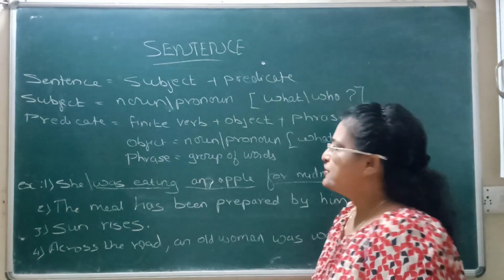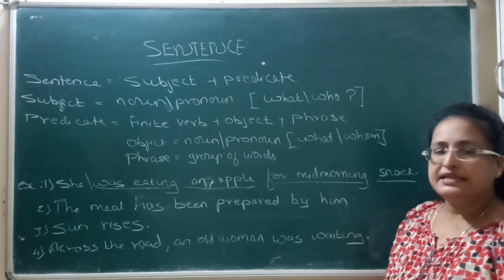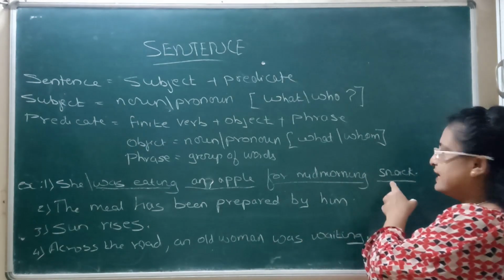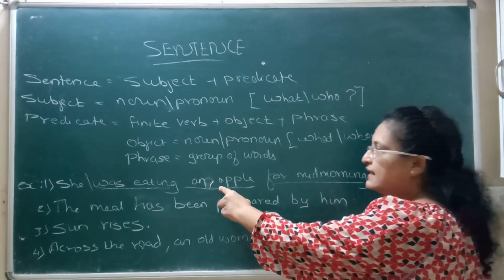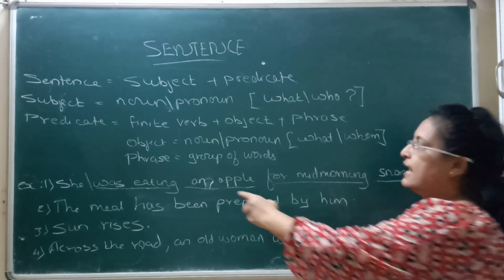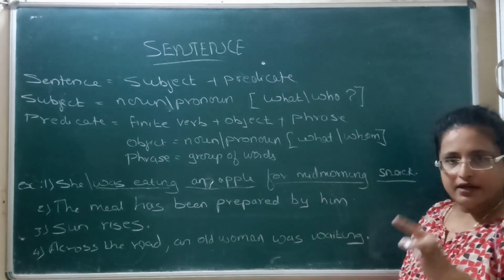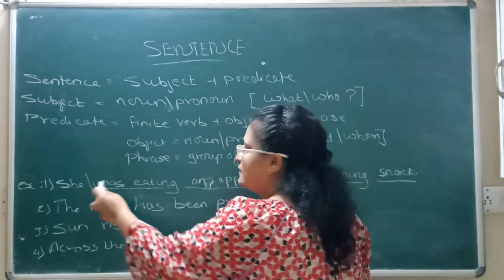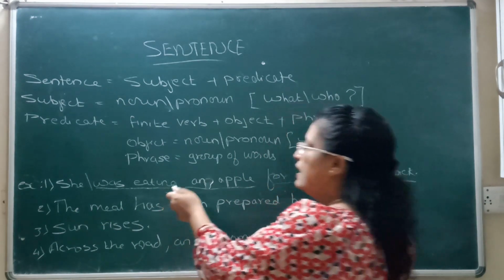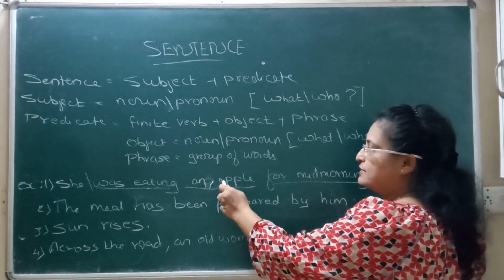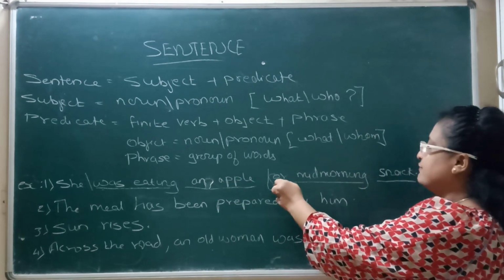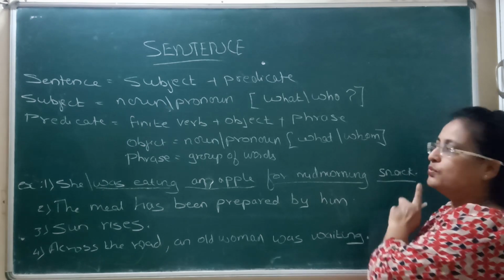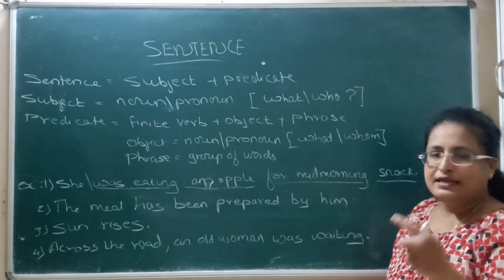See here now, she was eating an apple. She was eating what? So for that answer, does an apple come or snack come here? Correct, it is an apple. So what is the object in this sentence? An apple. So here it is, she was eating an apple. So she is the subject, was eating is a verb here, and what she was eating? An apple. So this is the object, and for mid morning snack is the phrase. Phrase, a group of words. Did you all get it here, children?